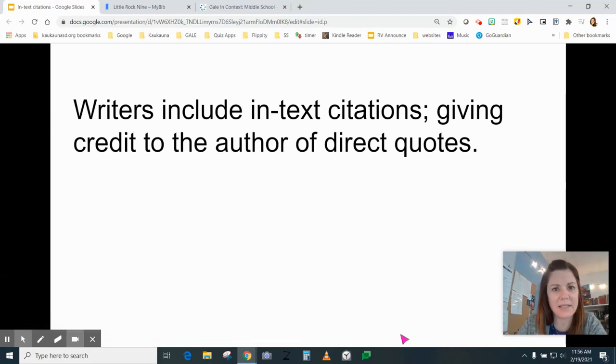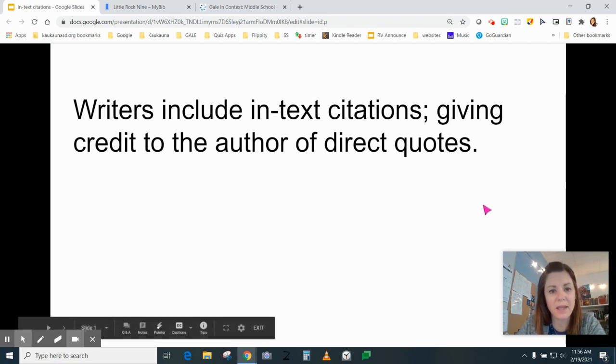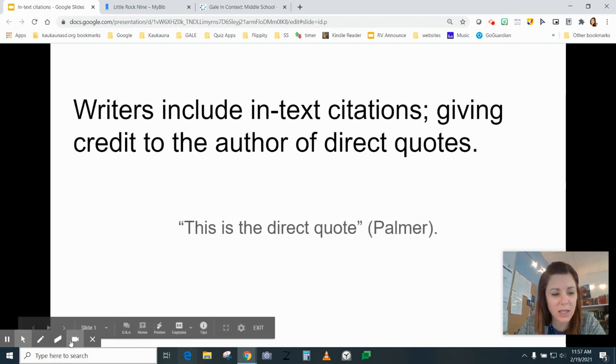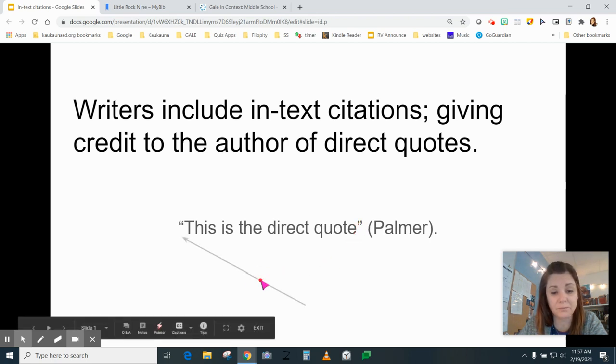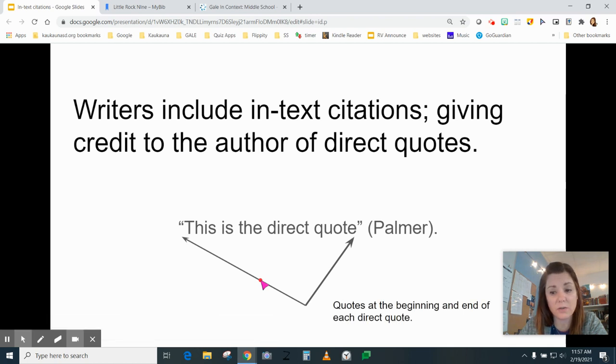The focus of today's lesson is that writers include in-text citations, giving credit to the author of a direct quote. We are using direct quotes in our essay, and the way you include an in-text citation is you have your direct quote, with quotation marks at the beginning and quotation marks at the end of each direct quote.